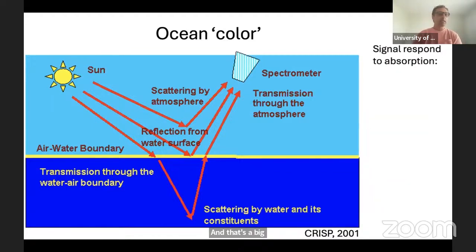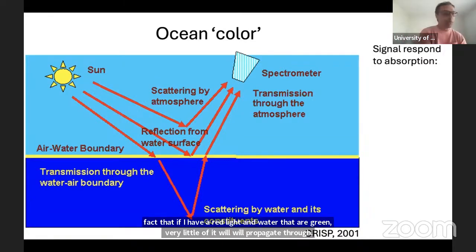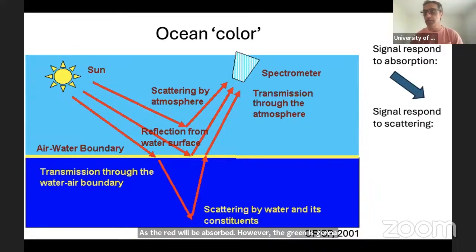So what does the signal that we see in the satellite refer to? I don't know if you can see the camera, but if you put it on the camera, I can show you what I'm talking about. Many of you, of course, know it. But when I talk about absorption, I mean the fact that if I have a red light and water that is green, very little of it will propagate through, as the red will be absorbed. However, the green is going to go through. So the color you see from space is first what's not absorbed.